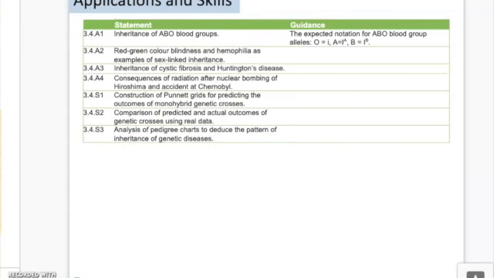And then here are the applications and skills statements. You can also pause here and again read through, maybe do a little bit of research and look up some of the words that seem confusing as well.